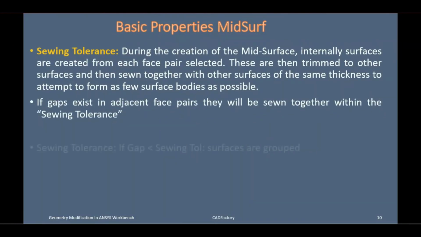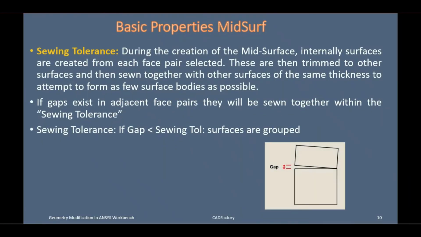Next tolerance is sewing tolerance. This is during the creation of mid surface. Internally, surfaces are created from each face pair selected. So when we select any face pair, it will create surfaces internally, right? These are then trimmed to other surfaces and then sewn together with other surfaces of the same thickness to attempt to form a new surface body, if possible.